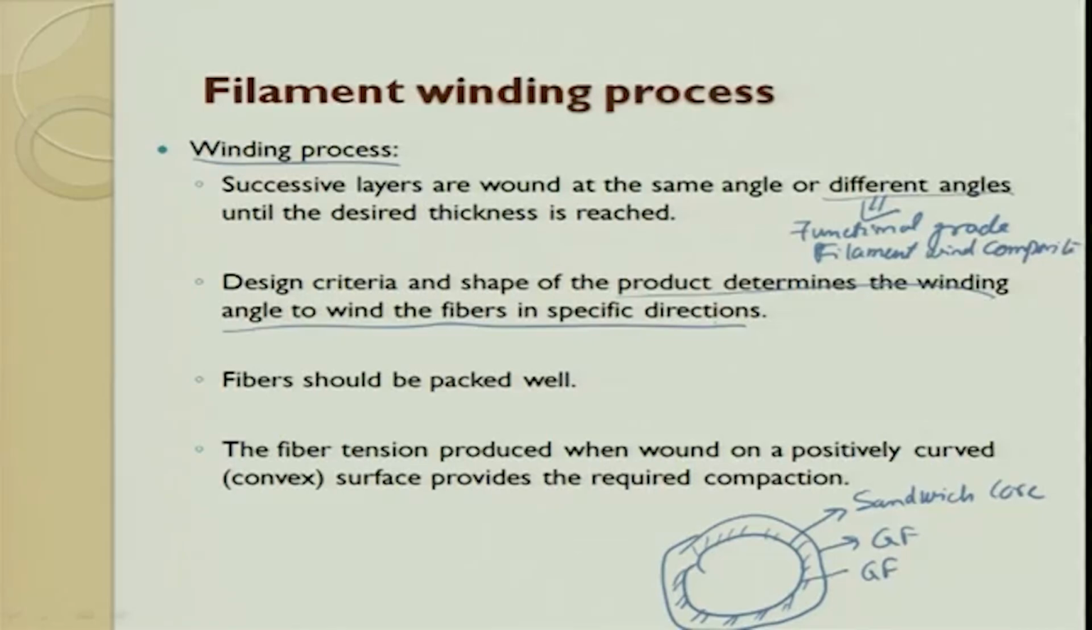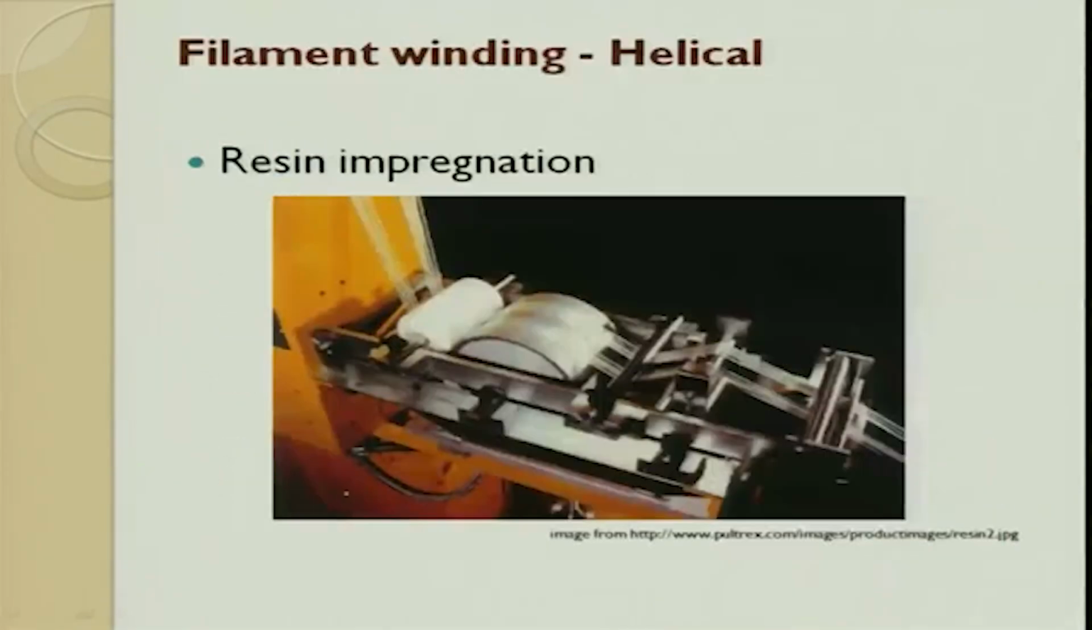So, the fibers should be packed very well. If it is loose, it becomes resin rich. So, when I say fiber has to be properly done, there is something called tension which has to be maintained such that the fiber sinks inside the resin bath, comes out and then gets wound. So, there has to be a proper tension maintained. The fiber tension produced when wound on a positively curved, that is convex, shape provides the required compaction.